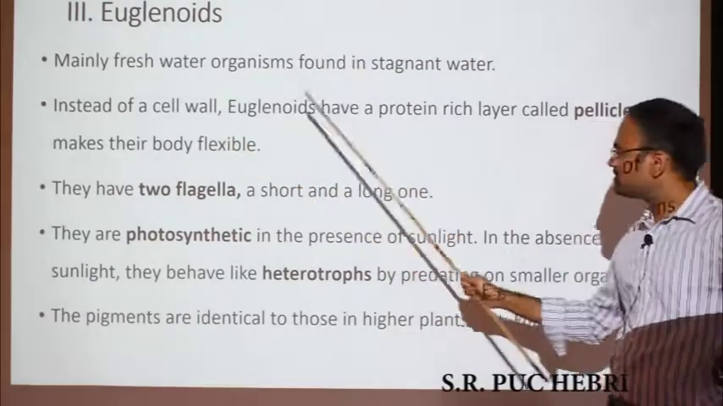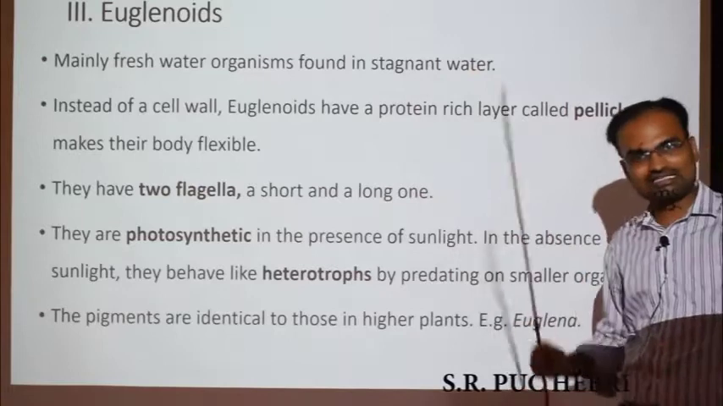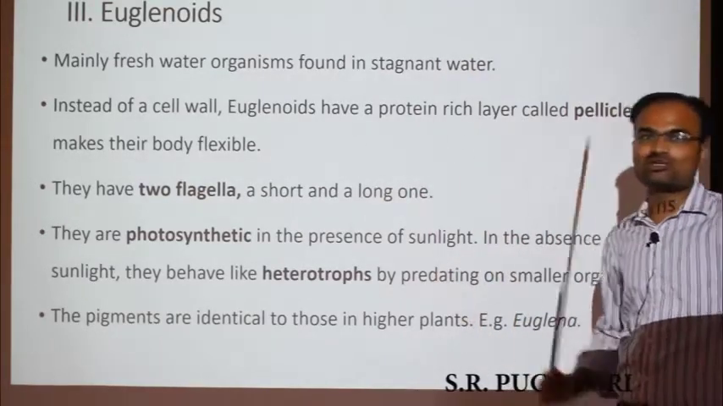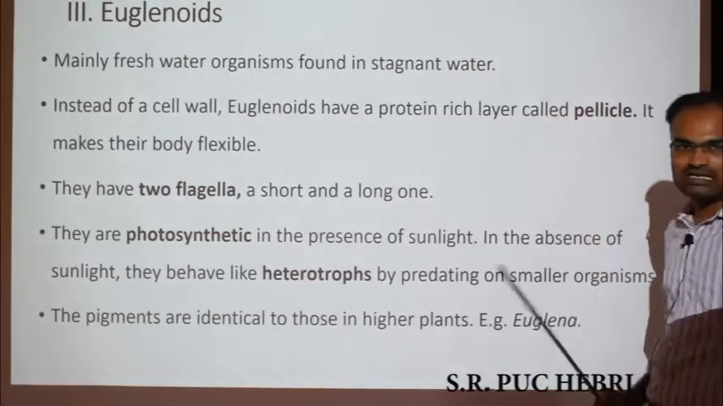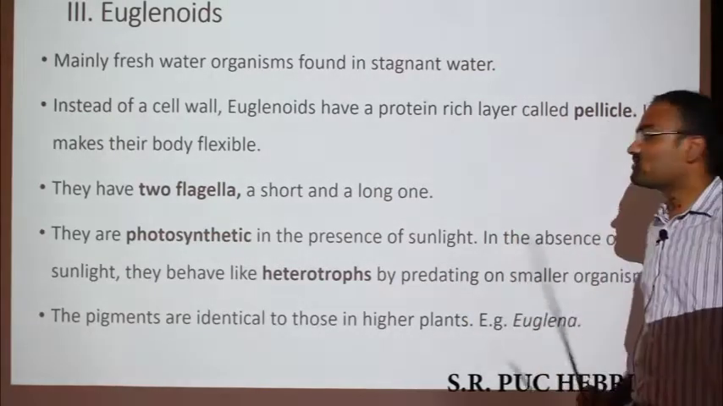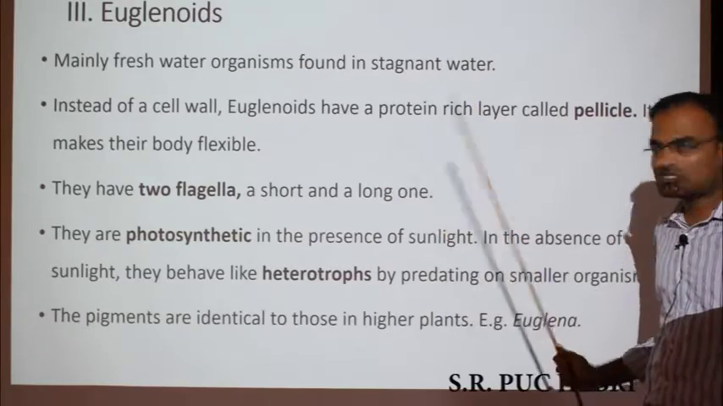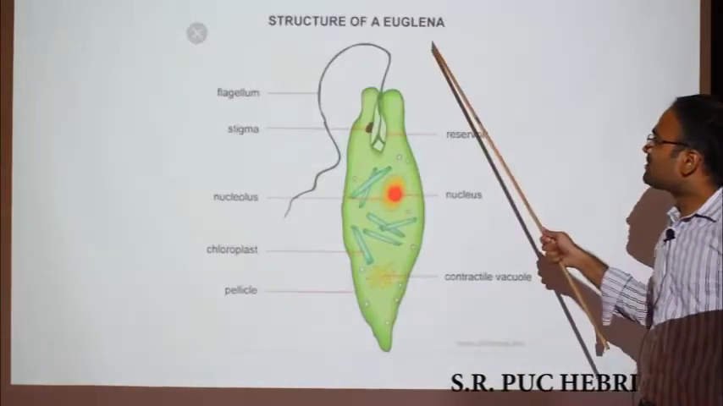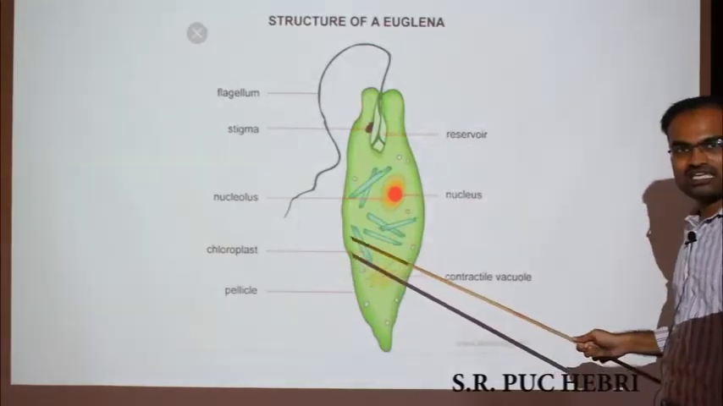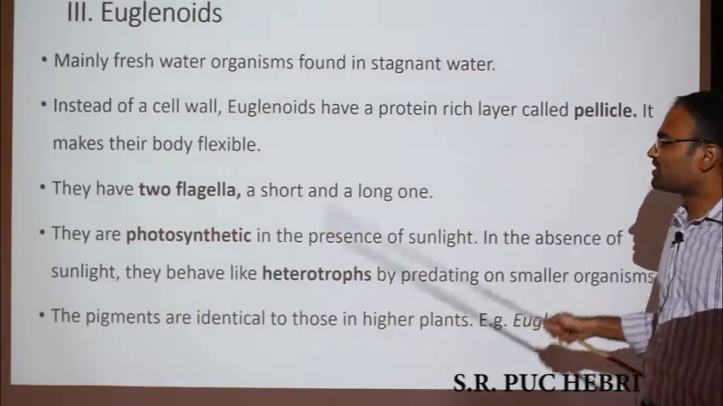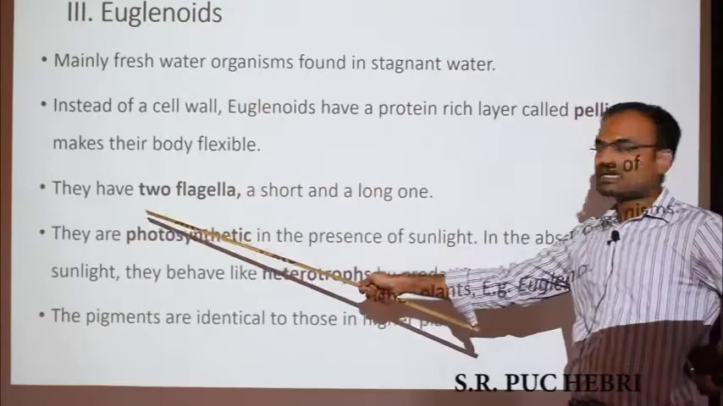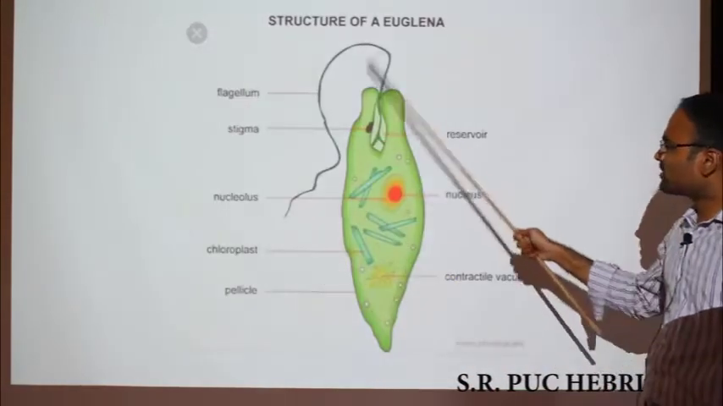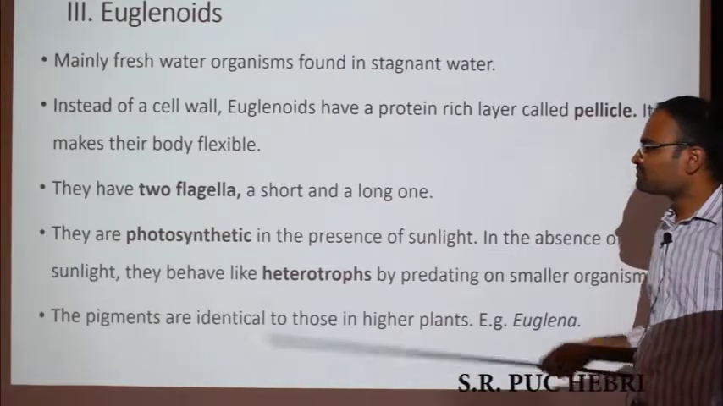We can consider this protein layer as a cell wall, but it is not a true one, because it is not made up of cellulose, it is made up of protein. That special type of cell wall we call the pellicle, which gives flexibility to the body. In the case of Euglena, which is the best example for euglenoids, they possess two flagella, one short and one long. Here you can observe the flagella.